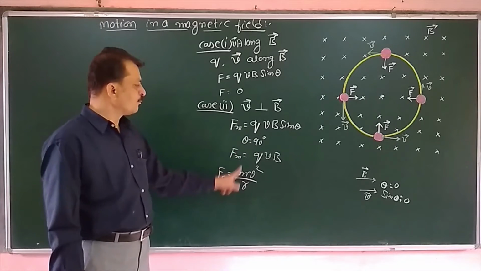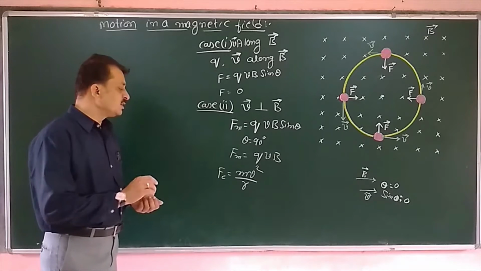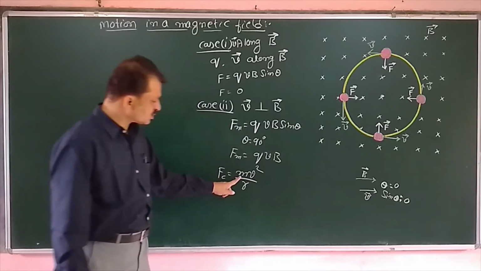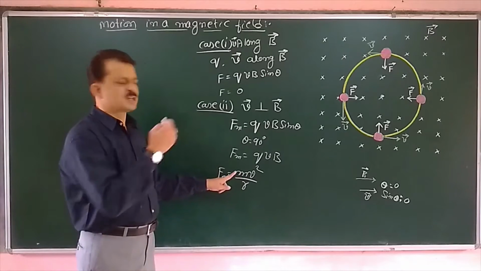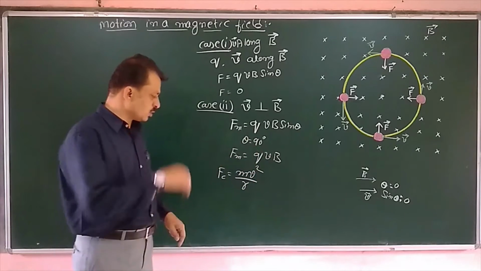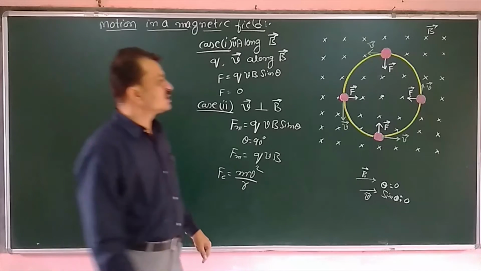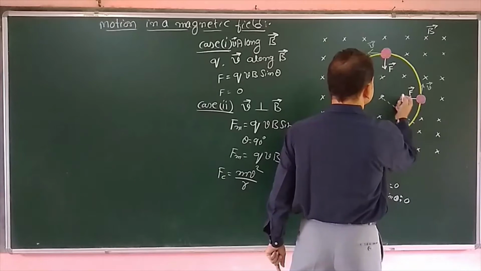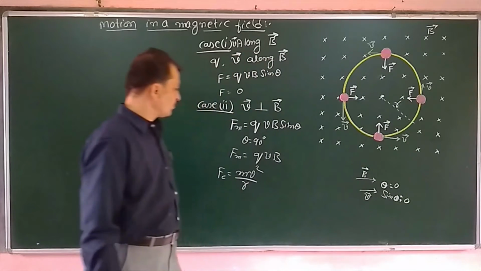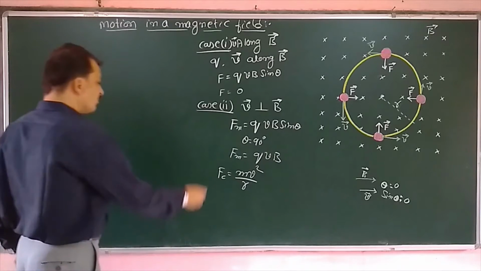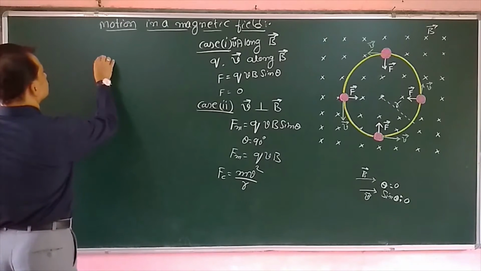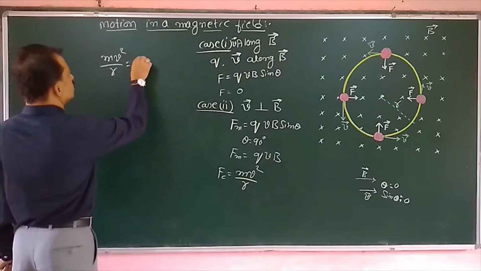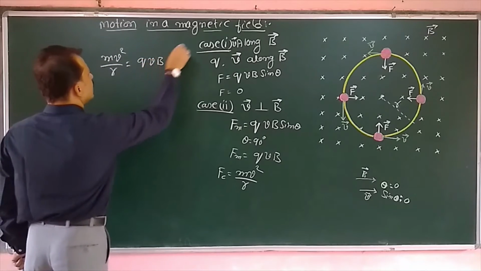Therefore, at equilibrium, these two forces are equal. Now here in the case of this centripetal force, what is m? It is the mass of the charged particle. v is the velocity obviously. And what is r? It is the radius of the circular path. At equilibrium, these two are equal. Therefore, equating them, we will get mv square by r is equal to qvB.